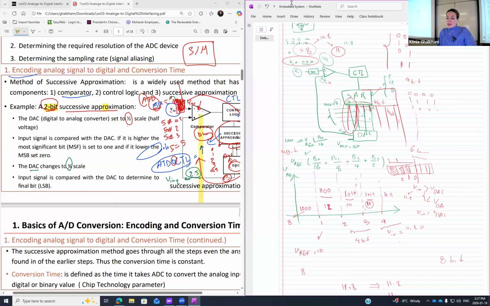Like in here it is 8. With that, the next time is 12. And the next time is 10. And next time is 11. And when 11 is here, then 11 will be compared with 11.2. And then it's time to stop. If it's less, and if you do more, it's going to go higher. Input should be more than the DAC.